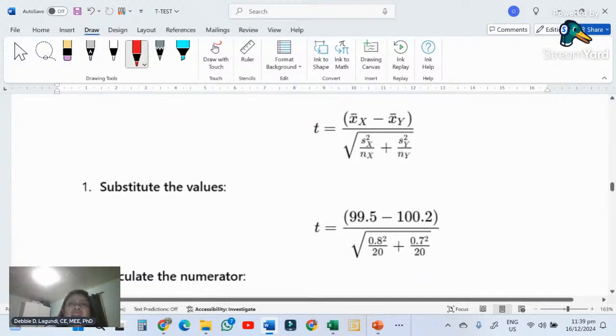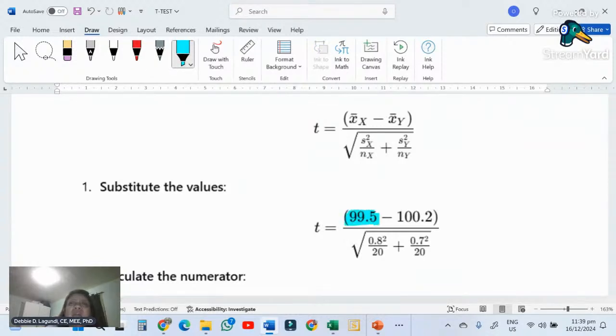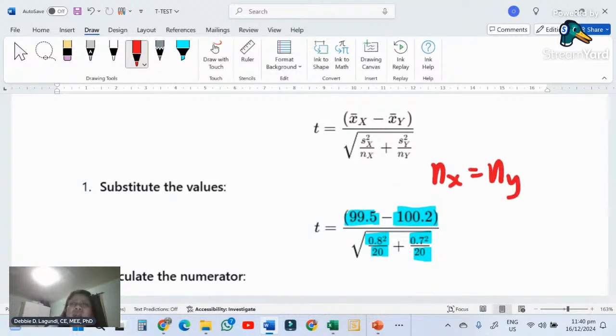The x bar of A is 99.5. The x bar of B, or the mean of B, is 100.2. And then 0.8 will be the standard deviation of A. You square that, divided by the sample size, and you're going to add it to the standard deviation of the second group. You square it and divide it by the sample size. Now, they made the work easier, I would say, because they have the same n of x equal to n of y in here, which is 20.